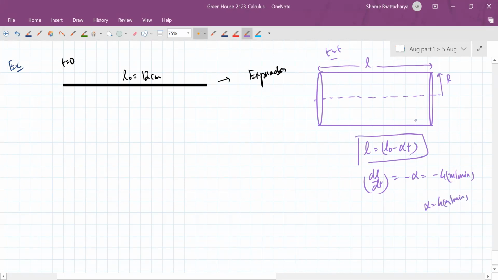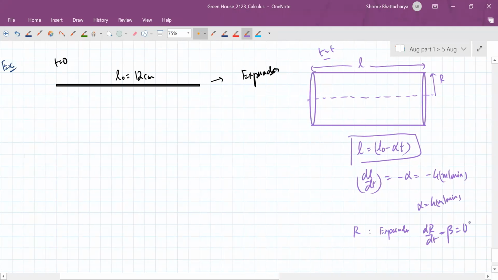4 meters per minute. Whereas the radius was expanding at the uniform rate of beta, which is further given to us as 0.5 meters per minute. So now initial radius was 0. Here R0 is tending to 0 at t equal to 0. So radius as a function of time will just become beta t. So this is the length as a function of time. This is the radius as a function of time.